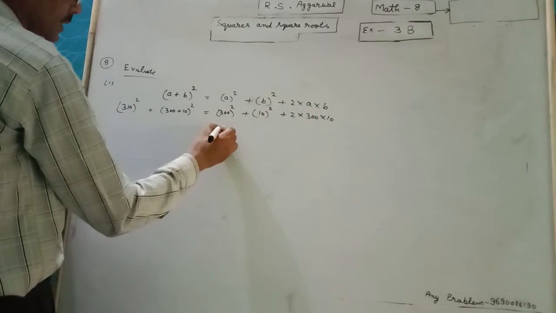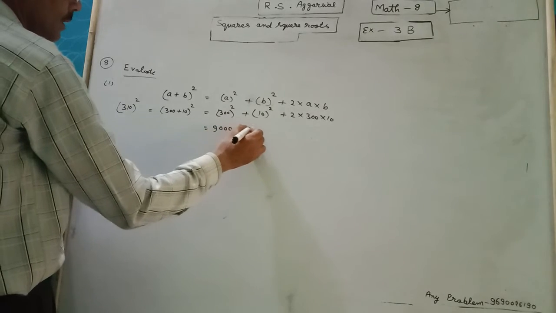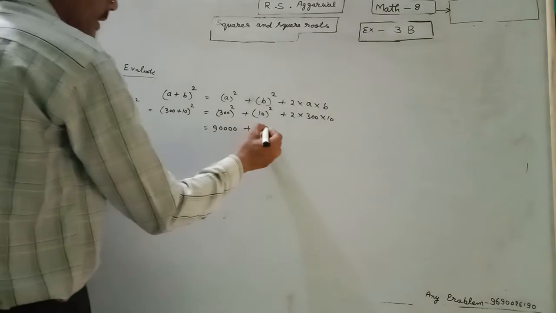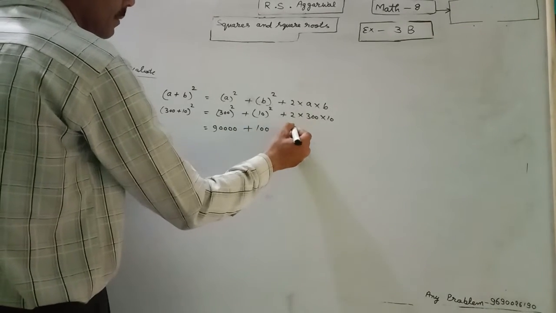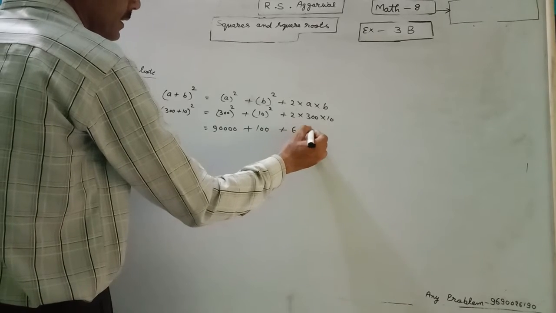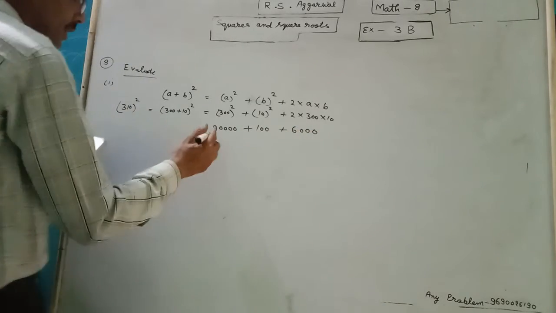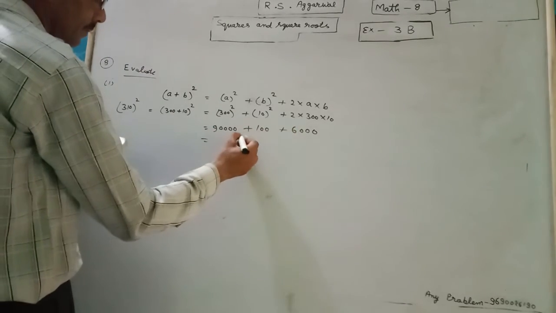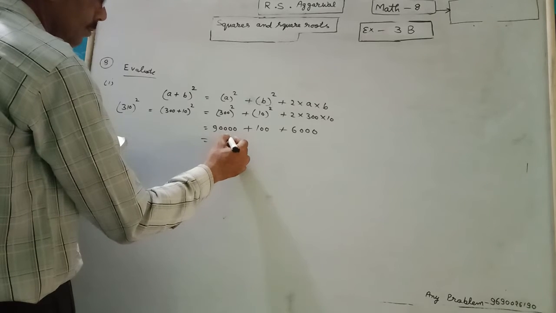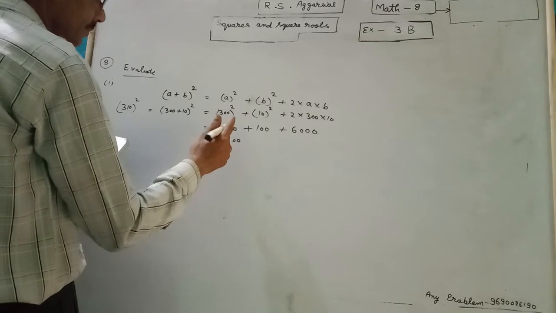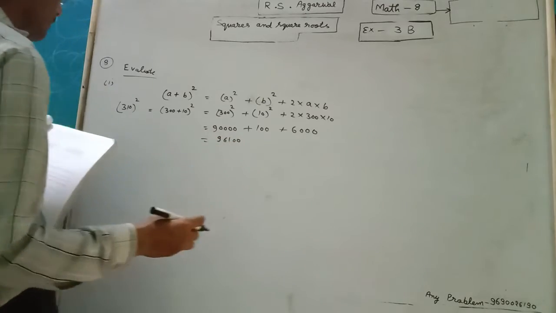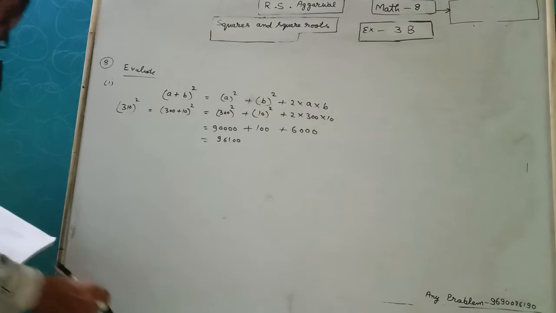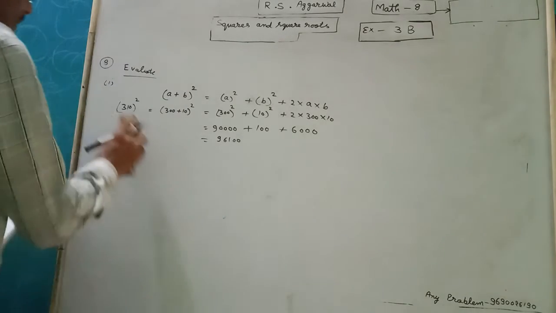Square of 300 is 90000. 10 square is 100. After multiply, 3 twos are 6, 6000. After plus, the answer is 96100. First part is complete.